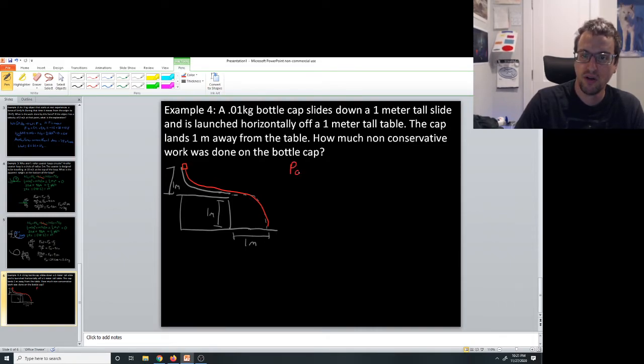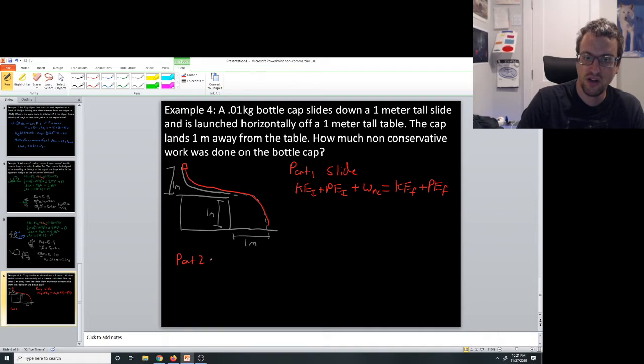So we've got the slide. And when you've got a slide, especially a curved slide, you're going to do it with energy conservation. So we've got kinetic energy initial plus potential energy initial plus non-conservative work equals kinetic energy final plus potential energy final. Then we've got part 2, which is this projectile.